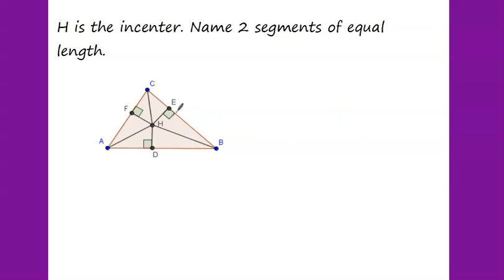Here H is the incenter. We're looking to name two segments of equal length. The incenter is equidistant to the sides. So any of these where I'm going from the incenter to the side, so from H to a side, so HE, HF, and HD, all of those are going to be equal in length. So any two of those three would be correct.